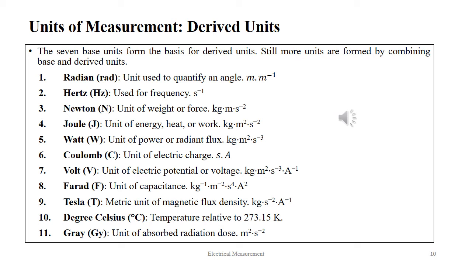Other than the 7 fundamental units, there exist 12 derived units, which are radian, unit used to quantify an angle, hertz, unit for frequency, newton, unit of weight or force, joule, unit of energy, heat or work done, watt, unit of power or radiant flux, coulomb, unit of electric charge, volt, unit of electric potential or voltage, farad, unit of capacitance, tesla, metric unit of magnetic flux density, degree Celsius, temperature relative to 273.15 Kelvin, and Gray, unit of absorbed radiation dose.